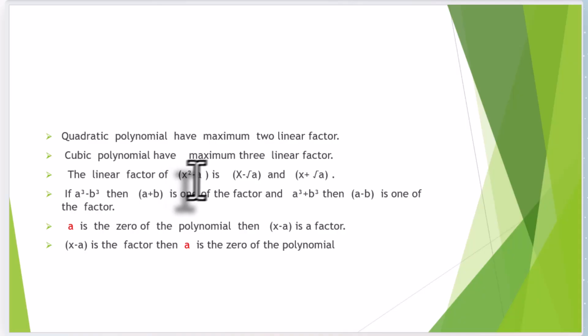Here, a square minus b square is equal to a minus b into a plus b. For a cube minus b cube, a minus b is one of the factors, and for a cube plus b cube, a plus b is one of the factors. If a is the 0 of the polynomial, then x minus a is a factor. If x minus a is a factor, then a is the 0 of the polynomial.